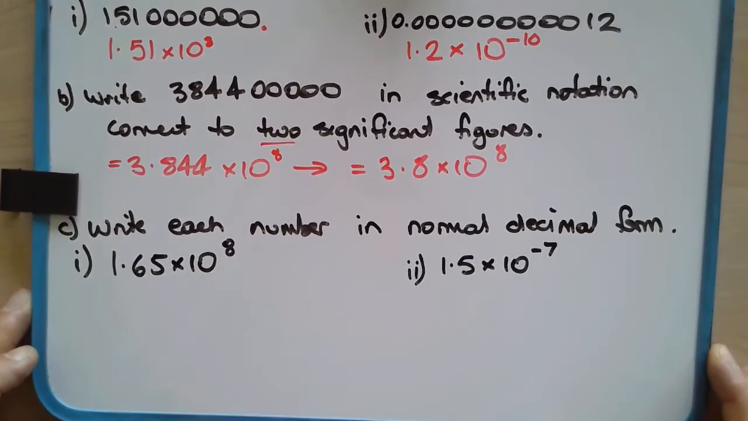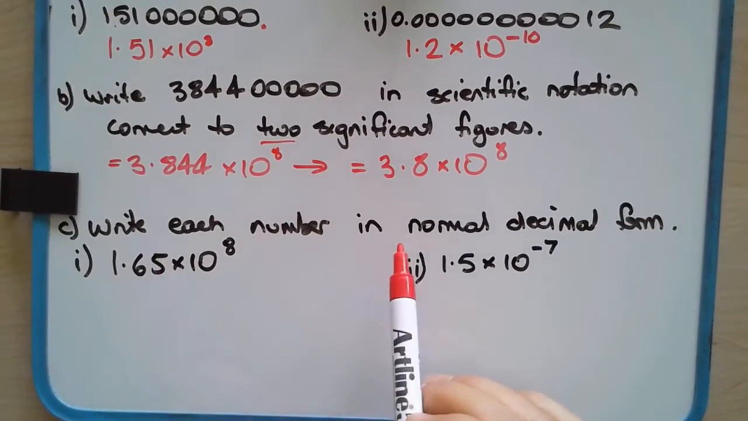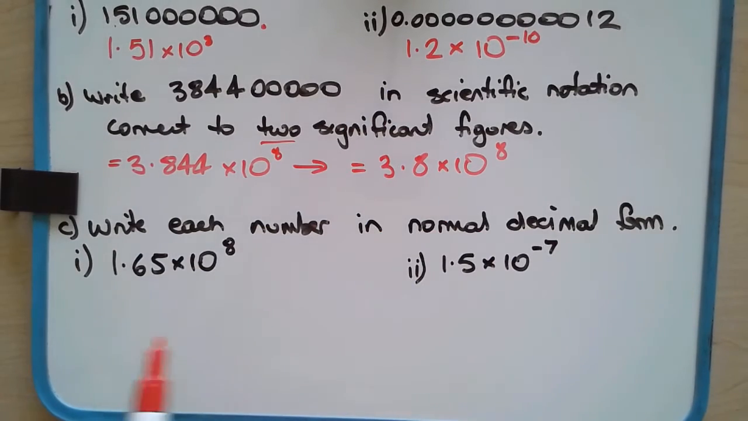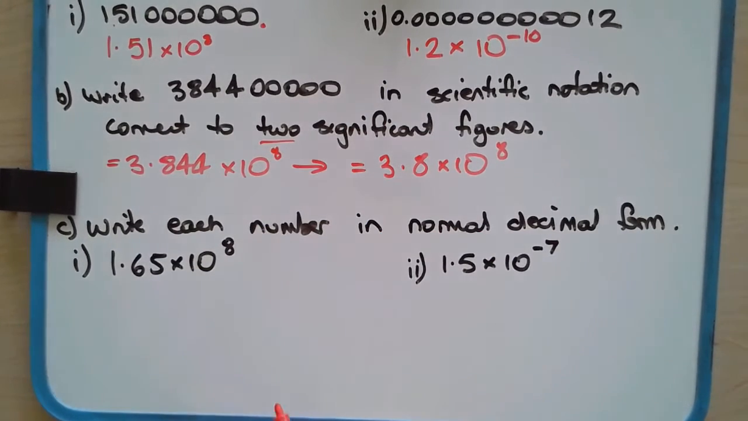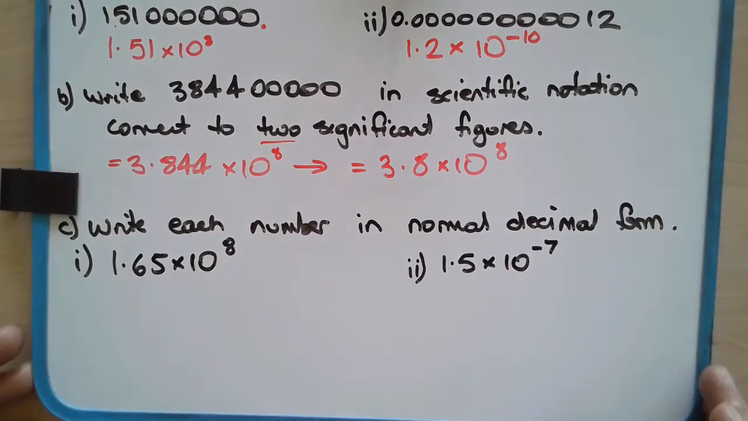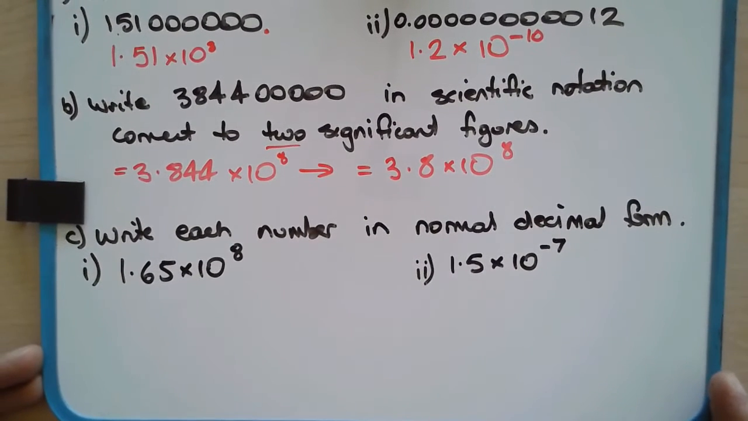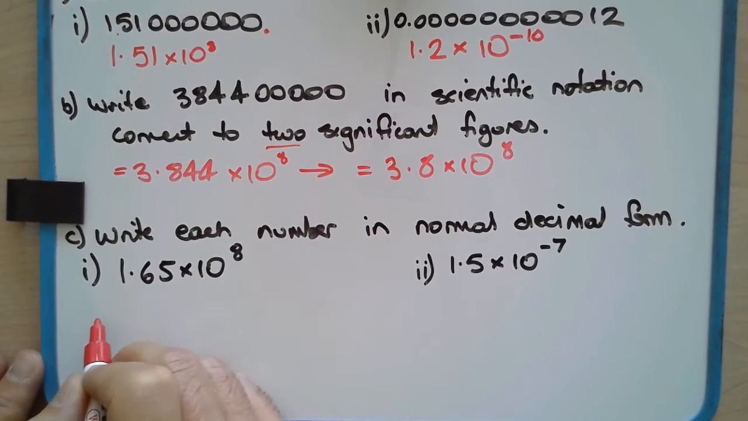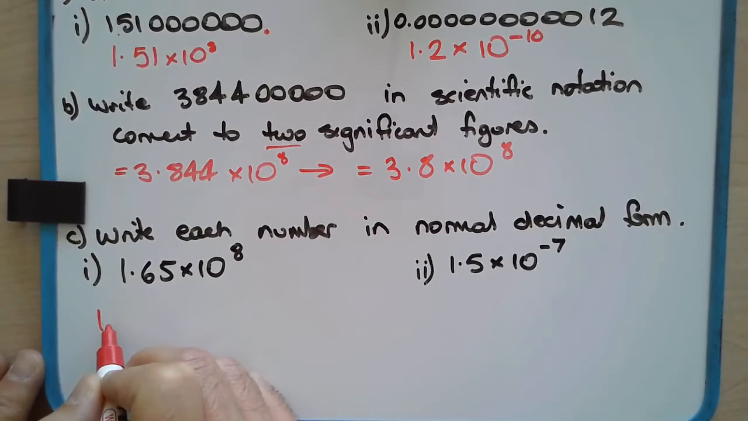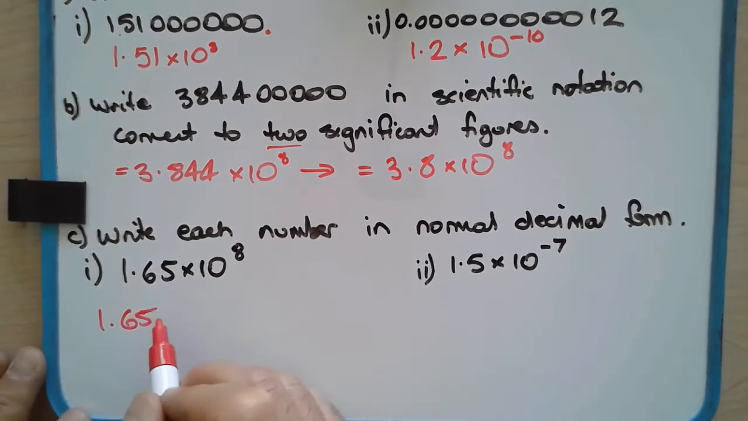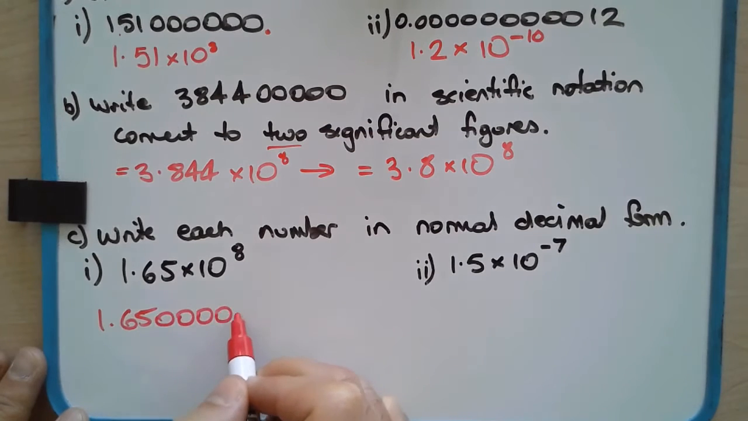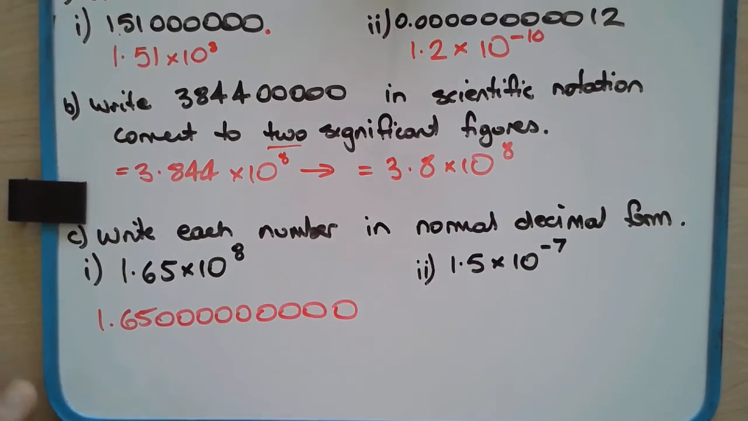Okay, last one, part C. Write each number in normal decimal form. So now we're going back again to regular numbers without using the times 10 to the power of. What we can do is write down 1.65. A bit of a shortcut here: put some zeros in. You can put as many zeros as you like, just fill it up with some zeros. There's going to be maybe 7 or 8 zeros there.